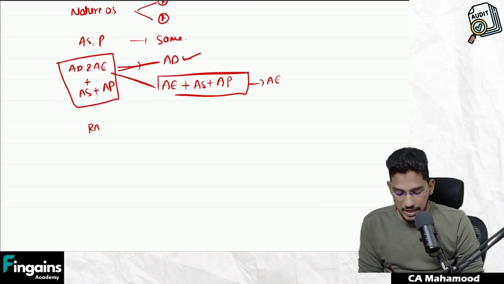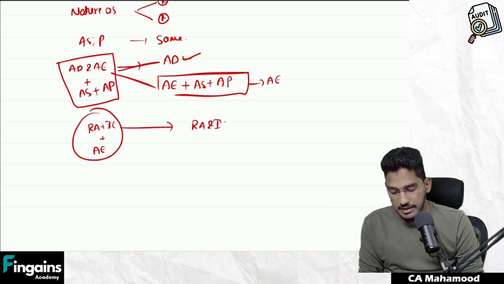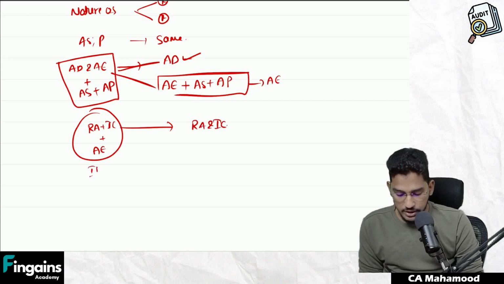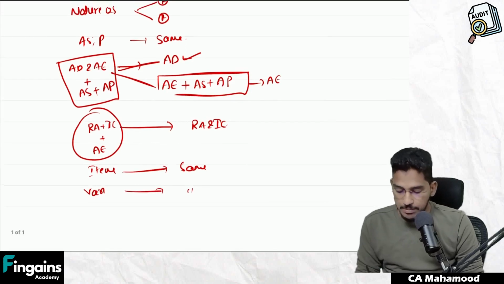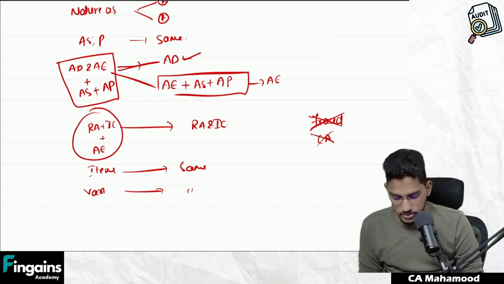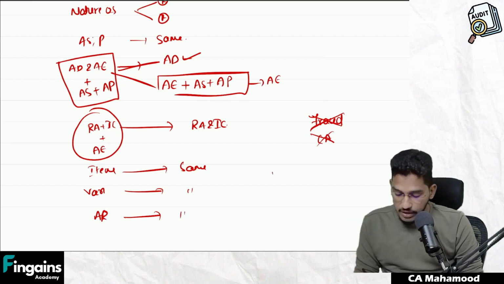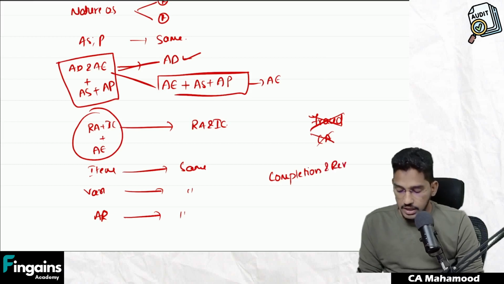Then earlier we used to have risk assessment and internal control. Along with that, we also used to have a separate chapter, audit in automated environment. They clubbed both the chapters together and called it risk assessment and internal control. When it comes to audit of items of financial statements, it remains the same. When it comes to audit of various entities, it also remains the same. And two chapters were excluded: fraud and responsibilities of auditor, and company audit. The audit reporting chapter remains the same. In addition to that, they have added one more chapter, a new chapter, completion and review.